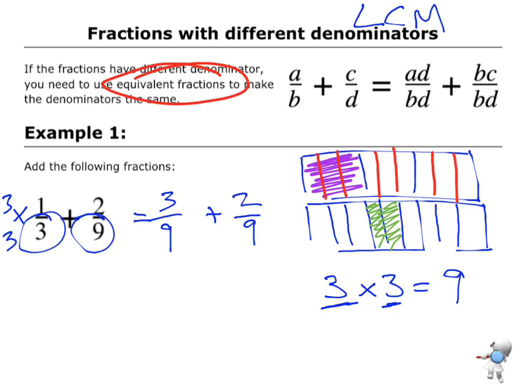Now that they are the same denominator, I can use my rule for that. So I leave that denominator of 9 alone, and I'm going to add the top. And 3 plus 2 is 5, so my answer is 5/9.